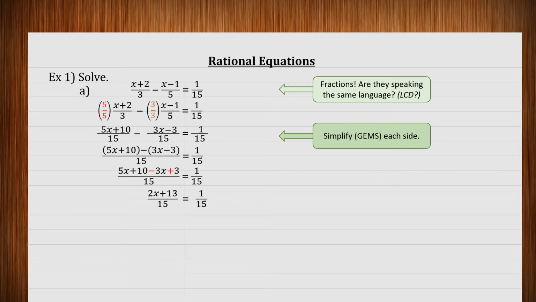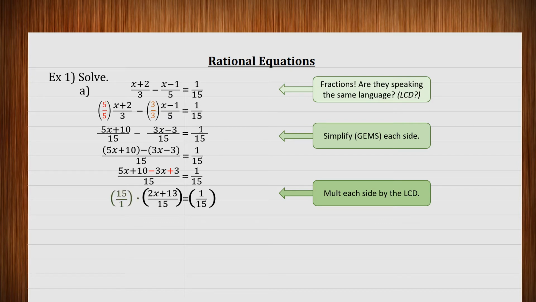Since we have simplified the left side and the right side, we look at the equation as a whole. And we notice we have fractions. Now we are going to wipe out the fractions by multiplying each side of the equation by the LCD using the multiplication property of equality. In this case, our LCD, or common denominator, is 15. So we are going to multiply the left side and the right side by 15, or 15 over 1.